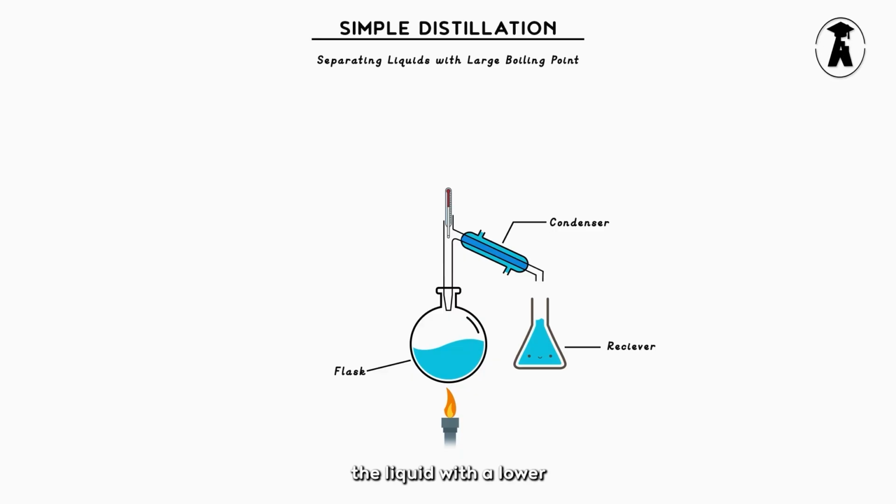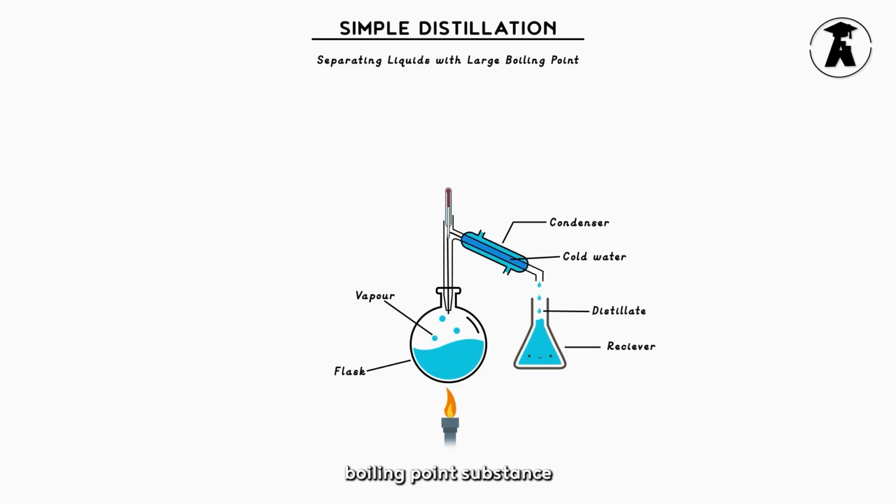The liquid with the lower boiling point evaporates first. The vapor rises and enters into the condenser, where circulating cold water cools it down. As the vapor loses heat, it condenses back into a liquid. This purified liquid, now called the distillate, drips into the receiver, leaving the higher boiling point substance behind in the flask.